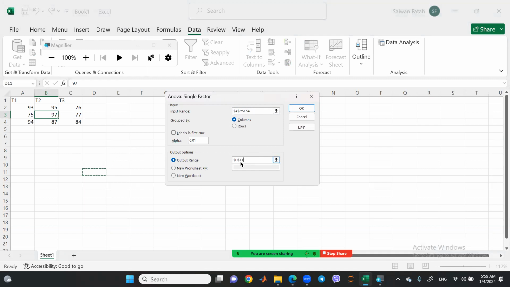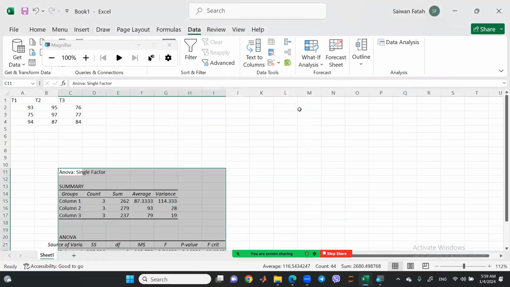Look, once you click on it, this box is empty. Once you click on any cell, the location of that cell is given. Now click on OK. Once you click, you get the results. Okay?